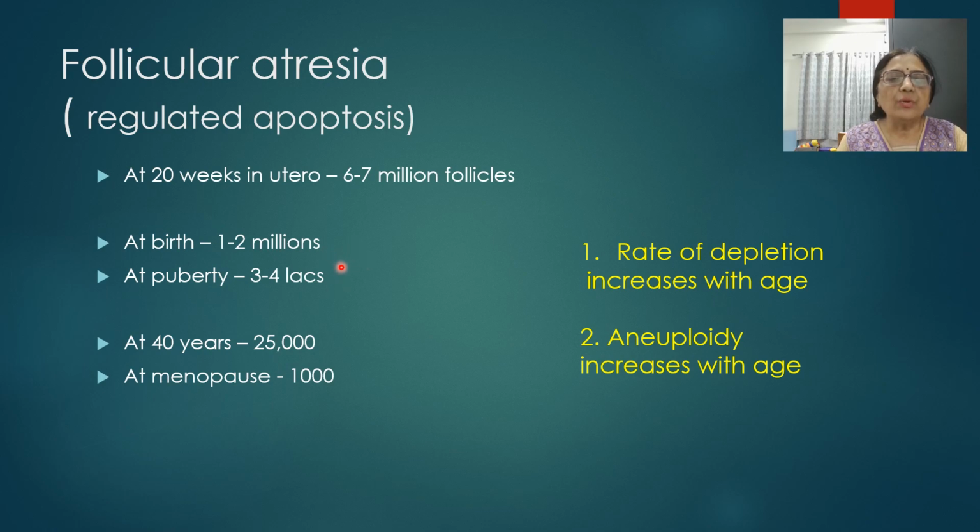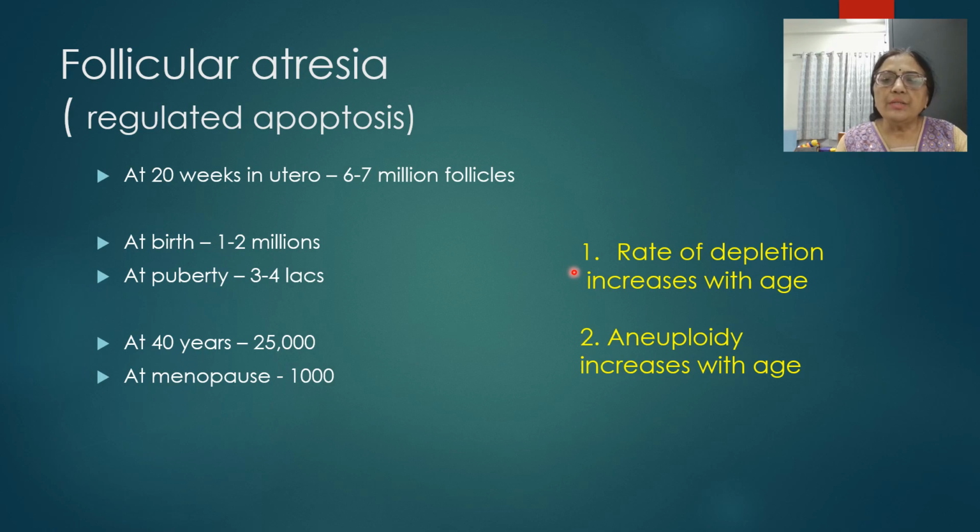Further, atresia is going on throughout the prepubertal life also, so that at puberty the number is reduced to 3 to 4 lakhs. And then every cycle, one follicle will go for ovulation, whereas the rest will go for atresia. So by age 40, 25,000 is the expected count of the residual follicles which are remaining. And by menopause, only around 1,000 follicles are there.